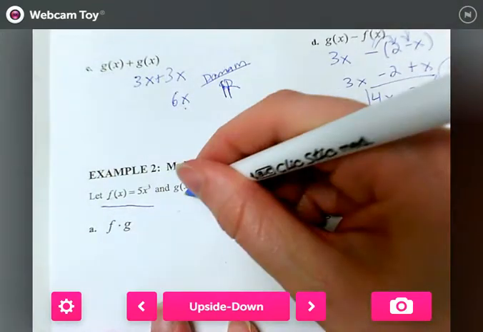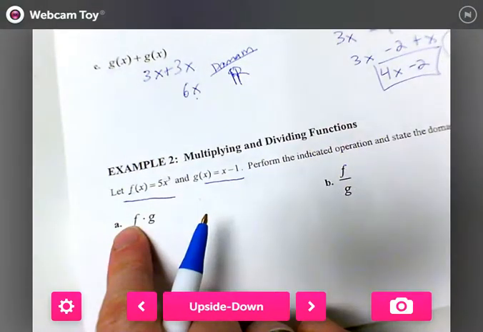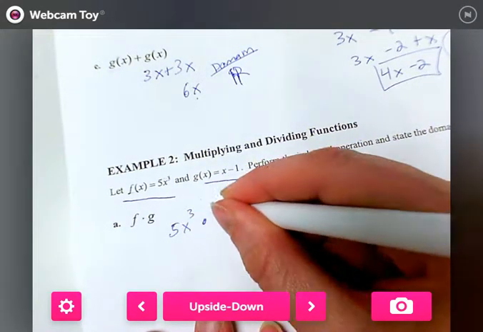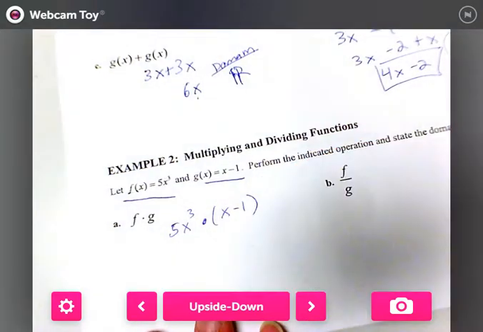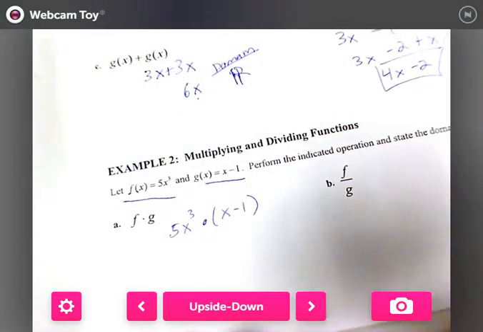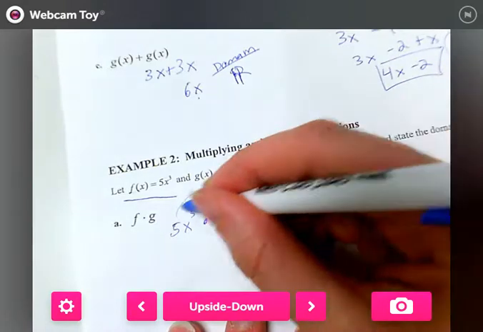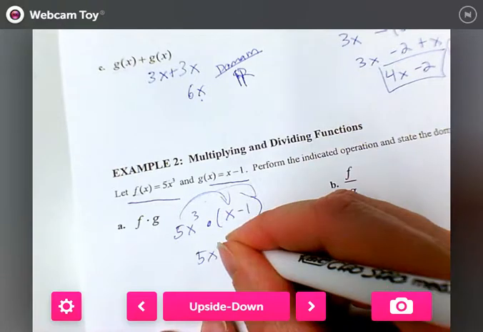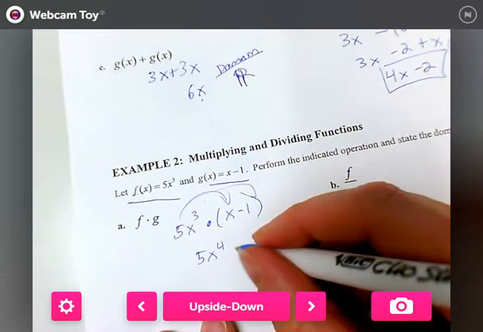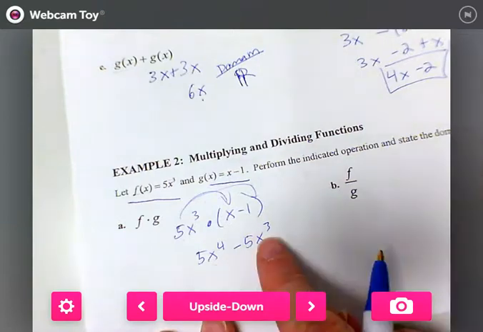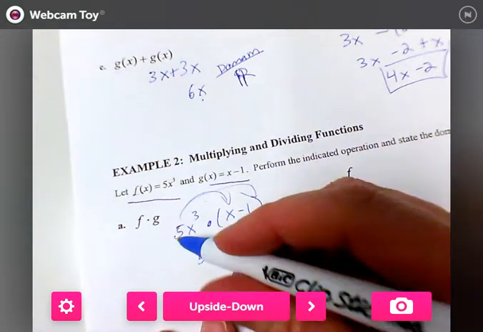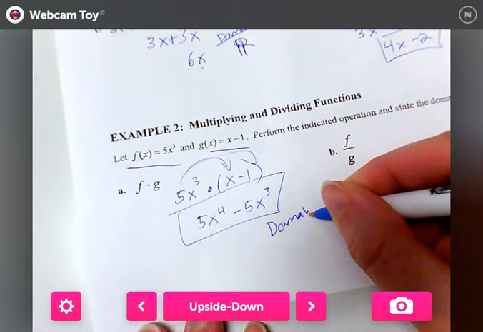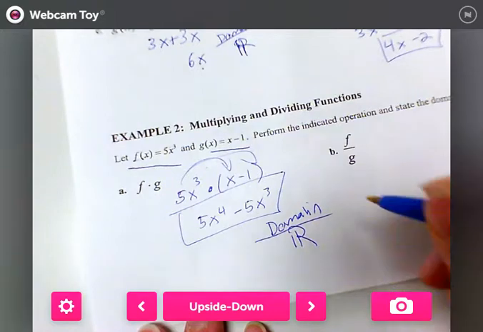That's where I get those functions from. So we're going to go f times g. That's going to be 5x to the third times x minus 1. We're just going to distribute it. I put the parentheses there because I feel that's easier for you to see that you distribute. So 5x to the third times x is 5x to the fourth. 5x to the third times negative 1 is negative 5x to the third. Remember, my exponents are not the same, so I can't put them together. But again, my domain is all real numbers. There's nothing I can't put in for x.